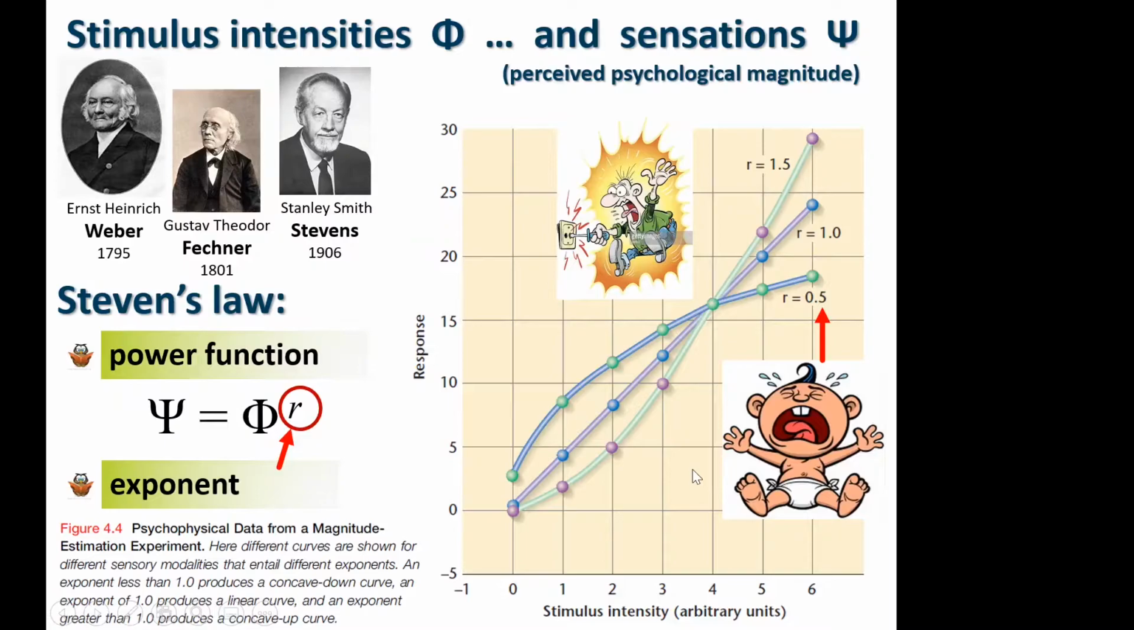So the arrows here represent for you that you get a concave down curve for the exponent under 1, and the concave up curve if your exponent is over 1.